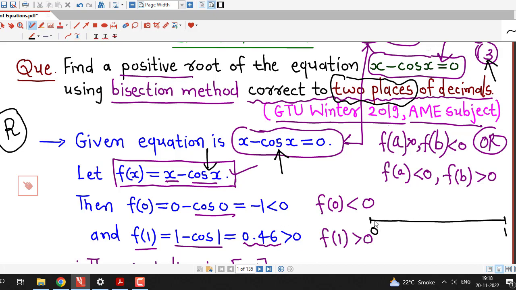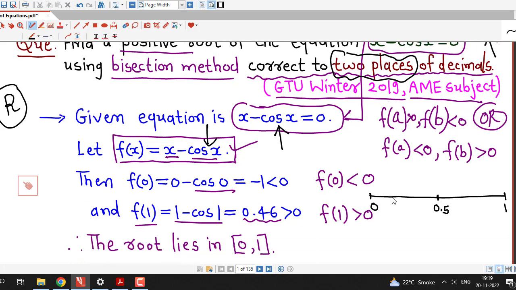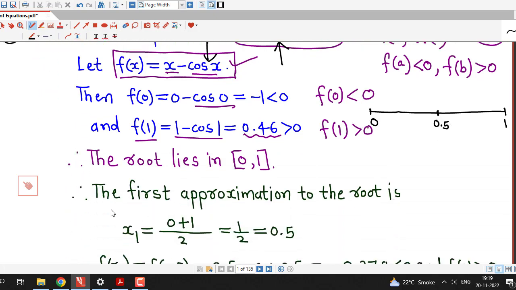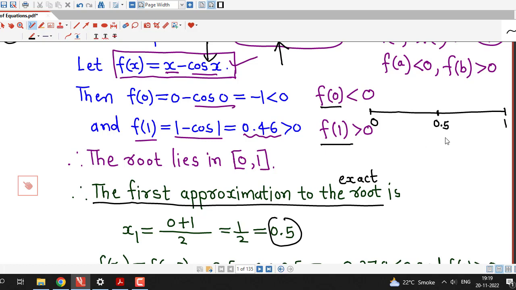Now once we find that our root lies between 0 and 1, the first approximation to the root is nothing but the midpoint of this interval, that is, the average of 0 and 1, which is 0.5. So this is our first approximation to the root by the bisection method. Therefore, the first approximation to the exact root is x1 equal to (0 plus 1) divided by 2, that is 0.5. Now we know that f(0) is negative and f(1) is positive.